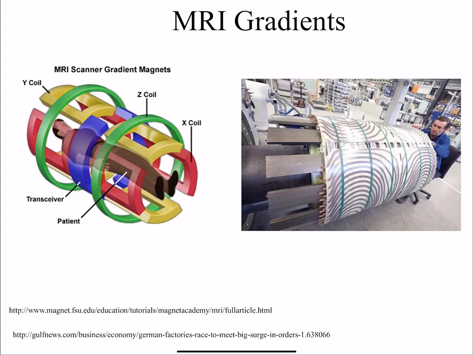So that's the RF coils. The next sort of coils we're going to talk about are the gradient coils. And these are meant to create linear gradients, typically, in the magnetic field. So there's going to be an X gradient, a Z gradient, and a Y gradient.